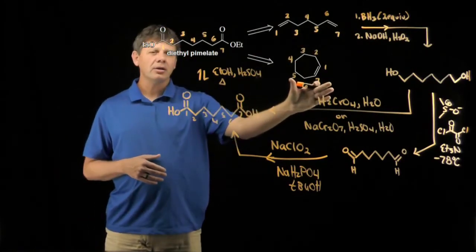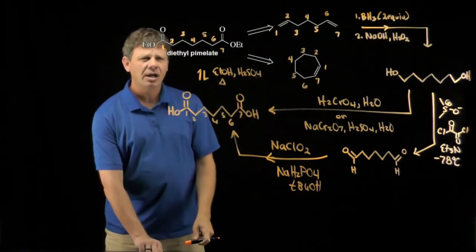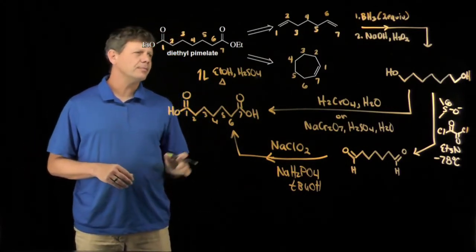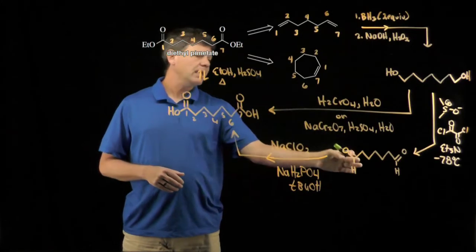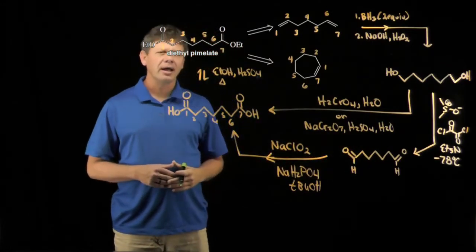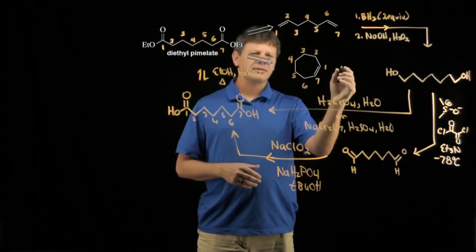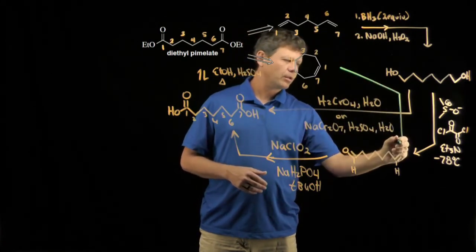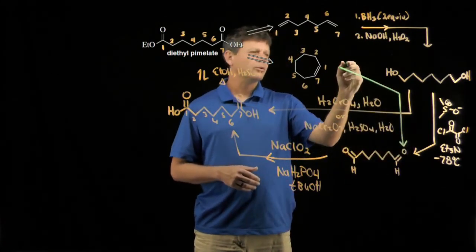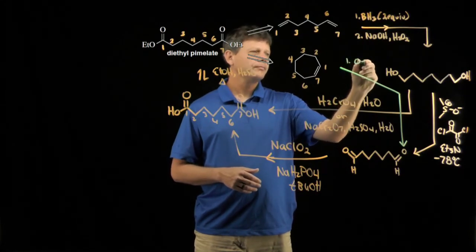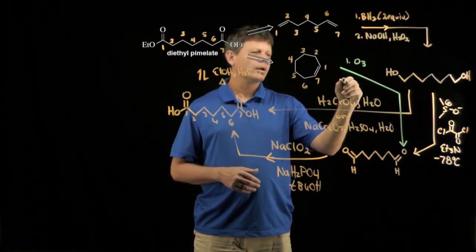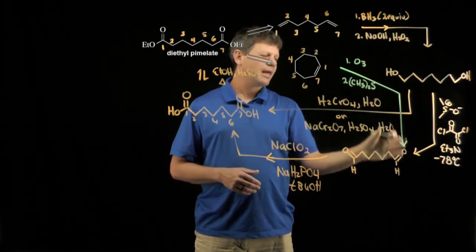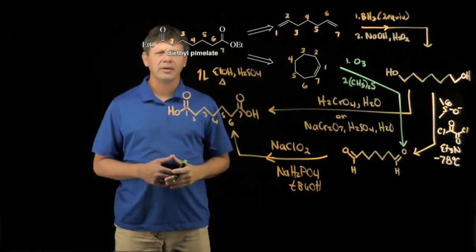What if we had started with this? Well, I'm going to change colors because our structures are going to overlap a little bit. It'll be a tiny bit confusing. But we can go from this alkene directly to this aldehyde using ozonolysis. And so if we take our green arrow and go down here to that molecule, we can do step 1, ozone. We can do a workup with dimethyl sulfide, and that will give us this dialdehyde.